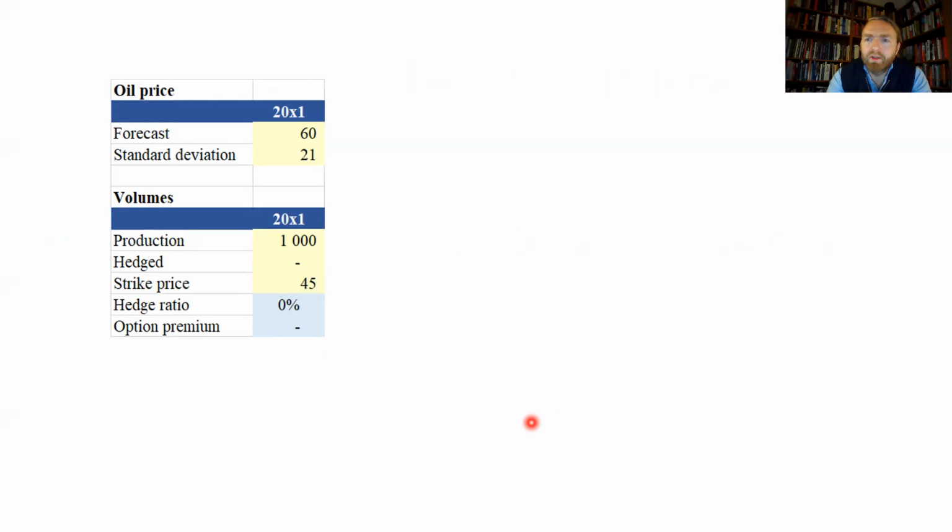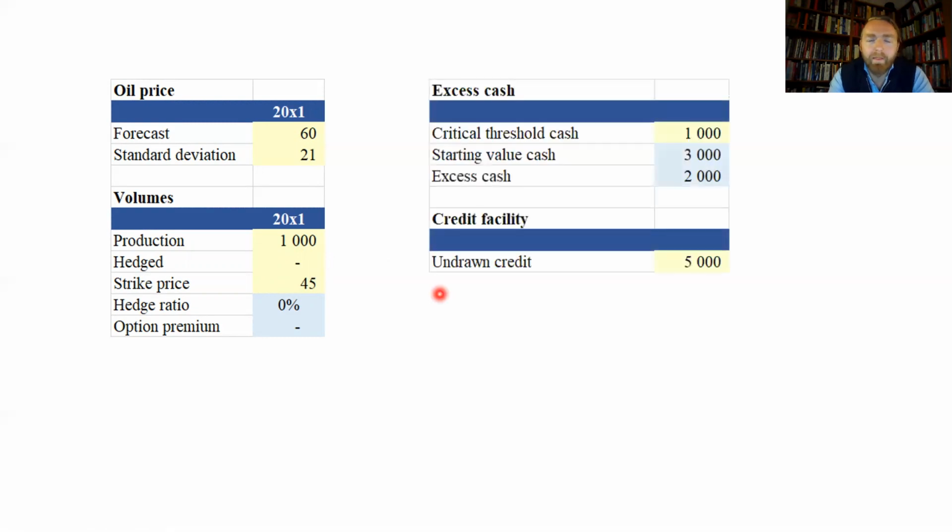All right, so we're going to model this. We're setting up here a simulation of the oil price. So there's an expectation and some uncertainty around that forecast. And the volumes here are such that you produce this amount of oil, in barrels of oil equivalents. We're going to consider hedging some of that exposure. There's a put option available here where we've set the strike price to 45. And for now, there's nothing hedged. So we are retaining the full exposure here.